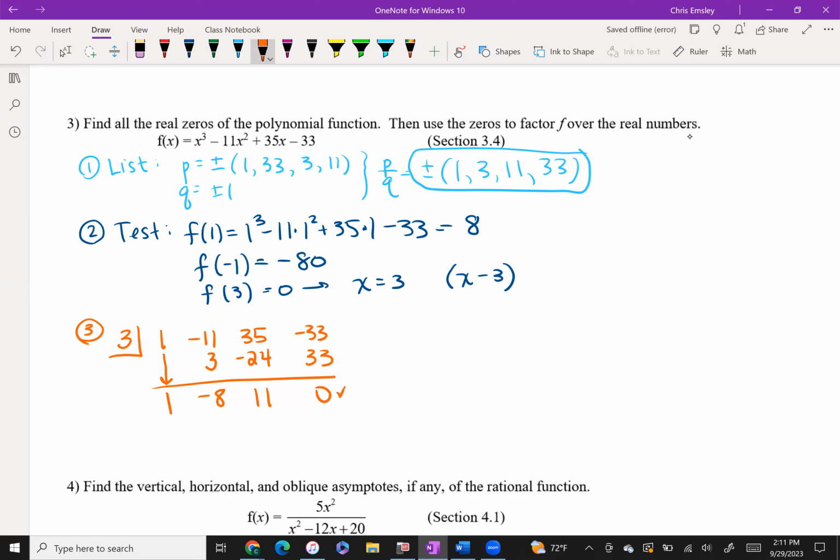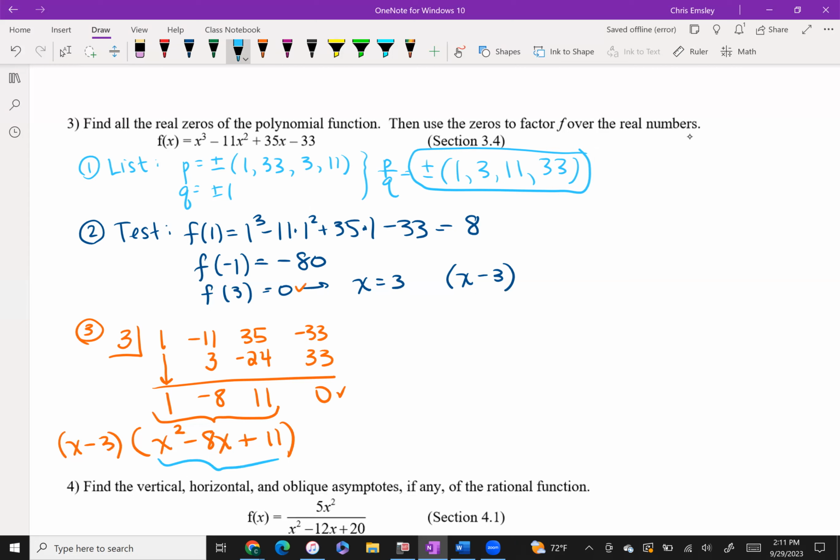We better get a 0 here because that matches this 0. That's not what we wanted. I mean, it's good. It checks out. But what we really did this for is to get these coefficients. So remember I said x minus 3 is one of our factors. And the rest of it factors into 1x squared minus 8x plus 11. Okay, from there, we want to solve this part. We need to figure out the rest of our zeros.